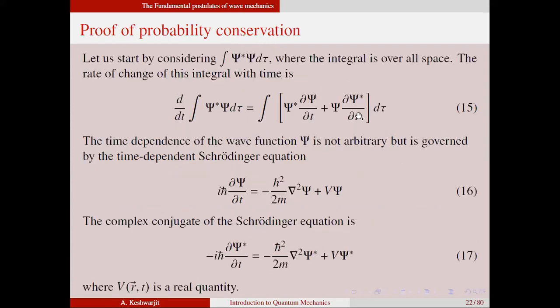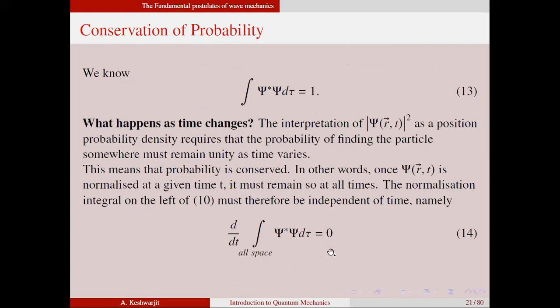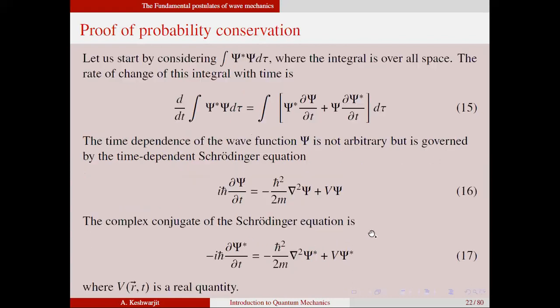Let us see how we can prove it. So here is the proof of probability conservation. This we call the conservation of probability. So how do we prove it mathematically? Let us start by considering the integral of psi star psi d tau, where the integration is taken over all space.